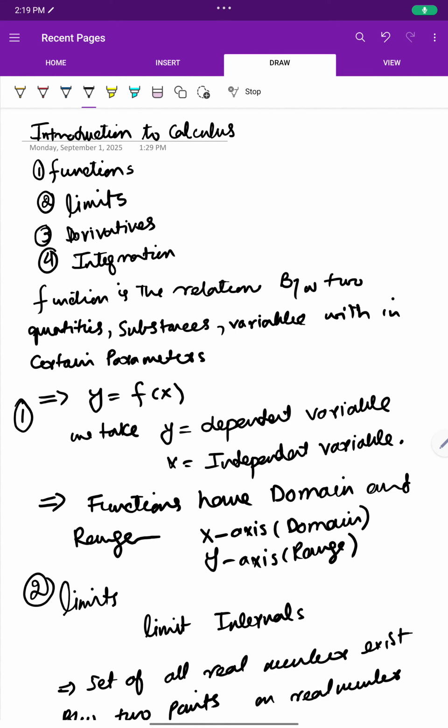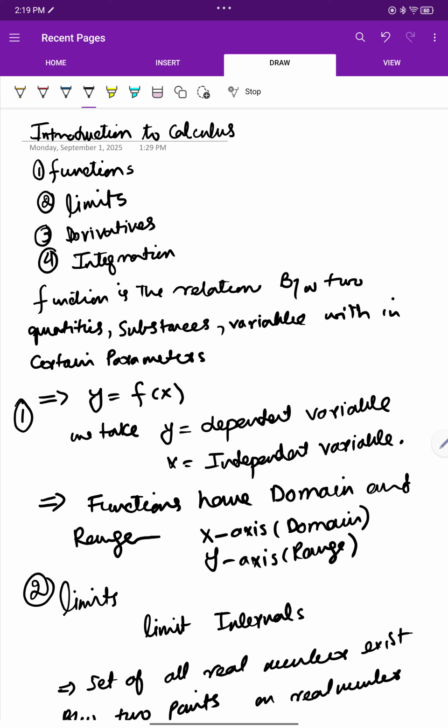Hi to everyone. We are doing maths, and this is introduction to calculus. So, there are four things which we need to consider in calculus: function, limits, derivative, integration.